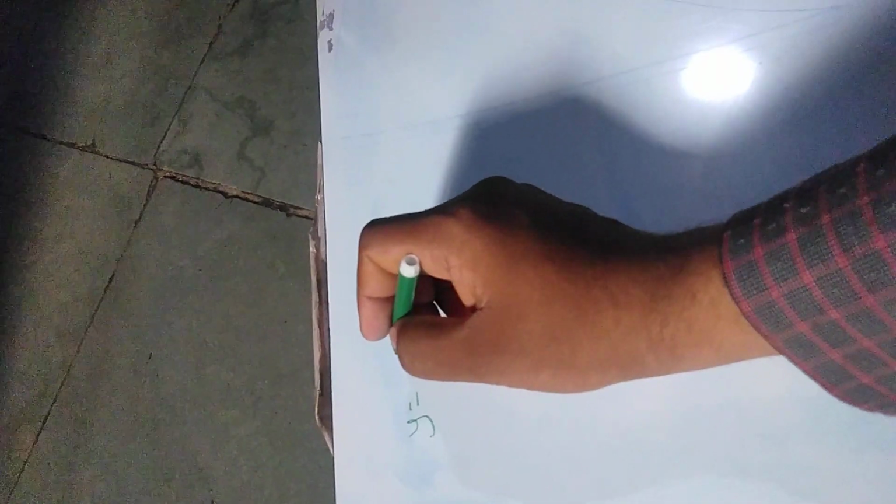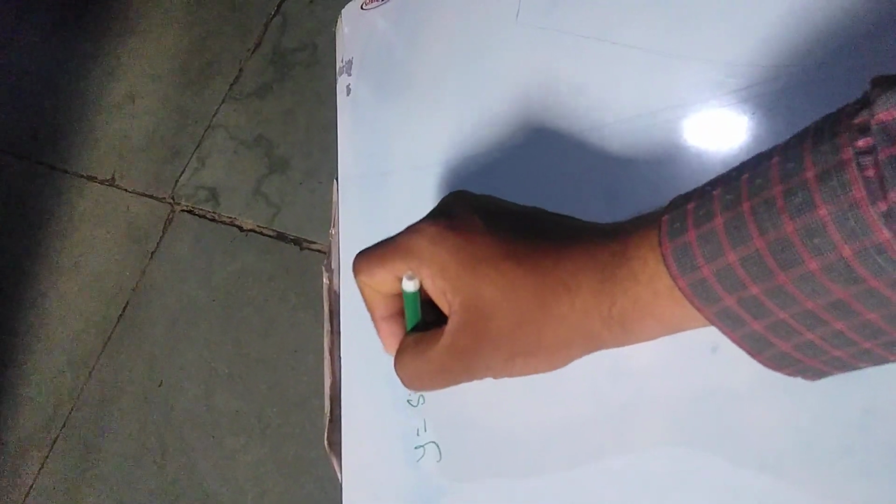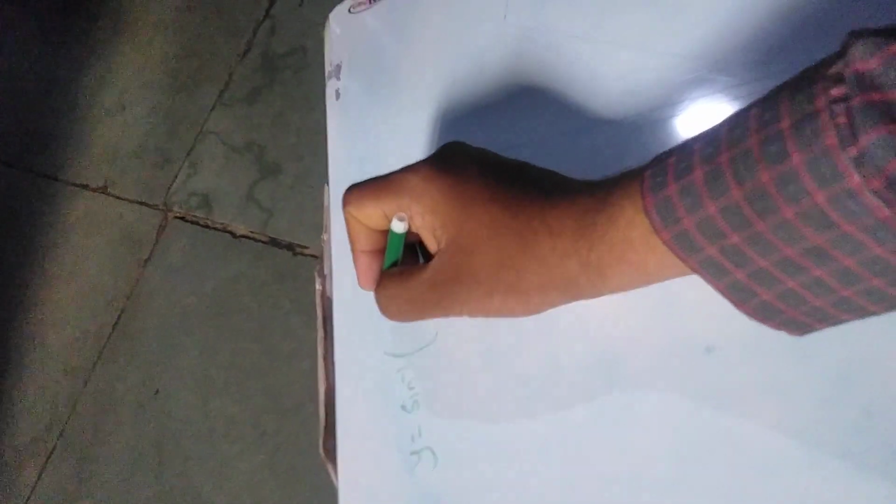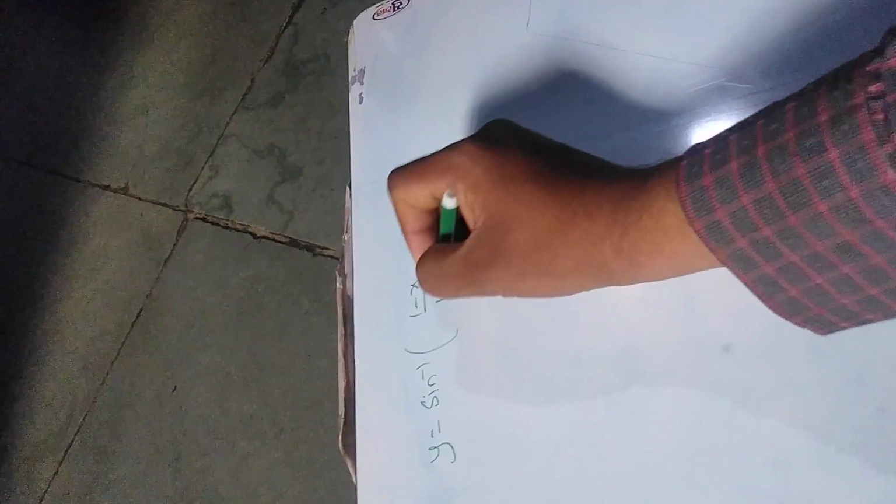Take down the next problem. Very simple examples are there. y is equal to sine inverse of 1 minus x upon 1 plus x.